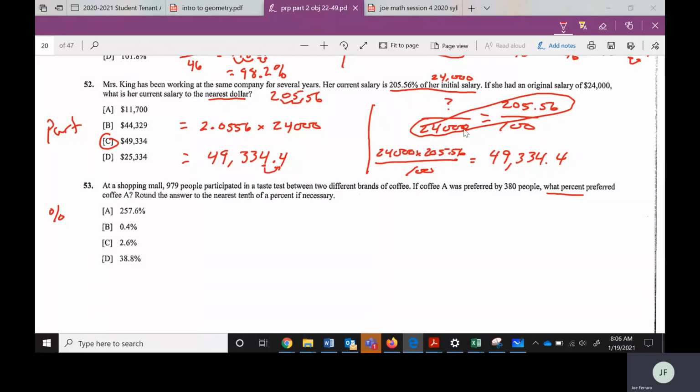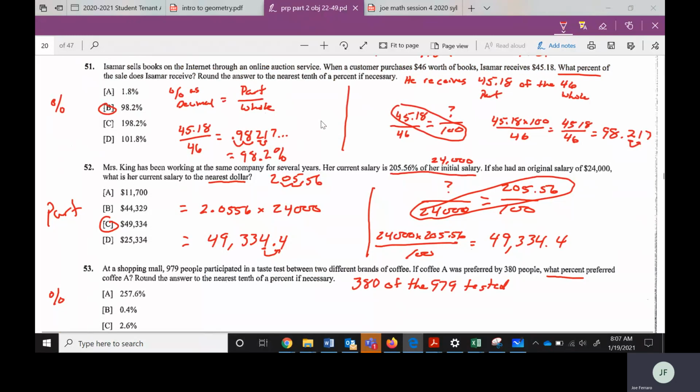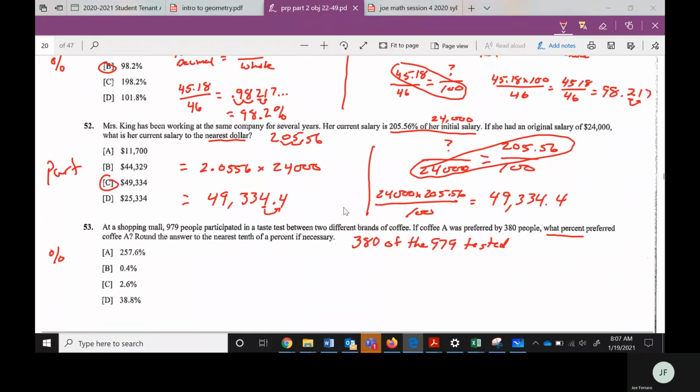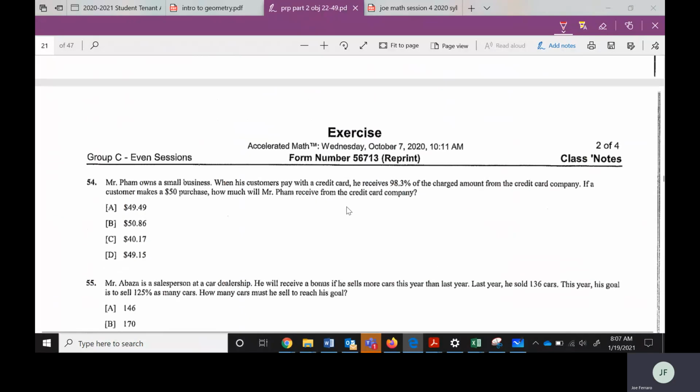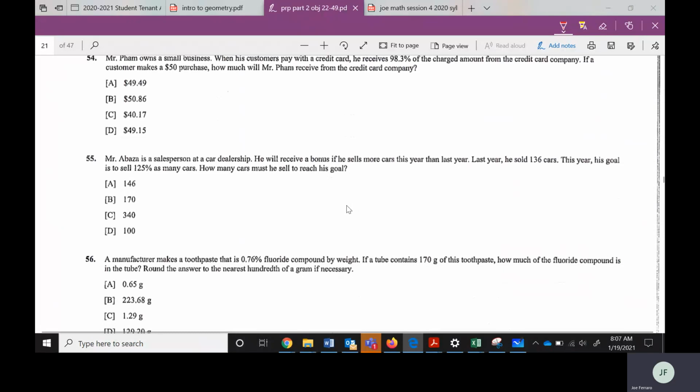The way I would write this is to say, well, 380 people preferred coffee A of the 979 tested. With that, you should be able to figure out which one is the part and which one is the whole. Again, if you need to look back at a previous problem to help with that, go back to that problem. Okay. All right. So let's move on. I think you'll be able to figure out 54 by reading it. It's close to one of the other problems.